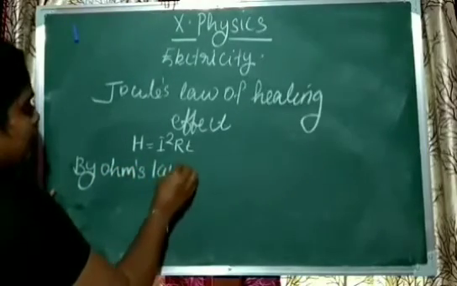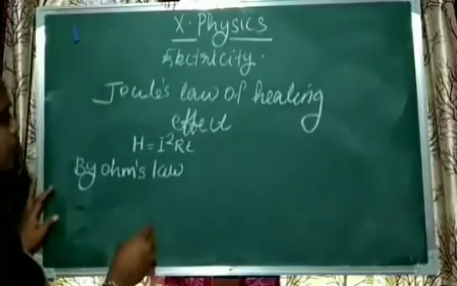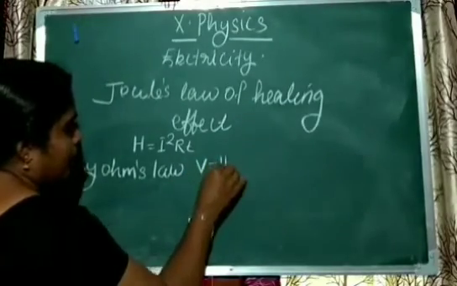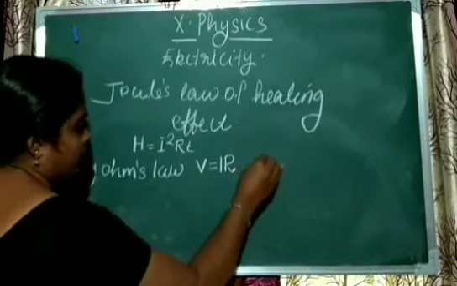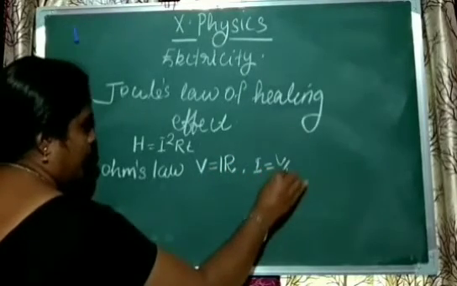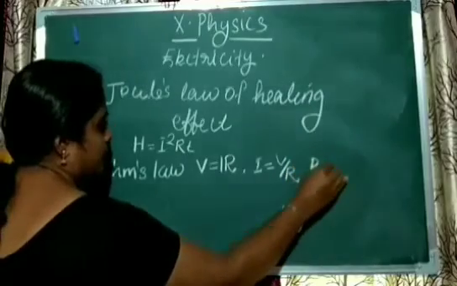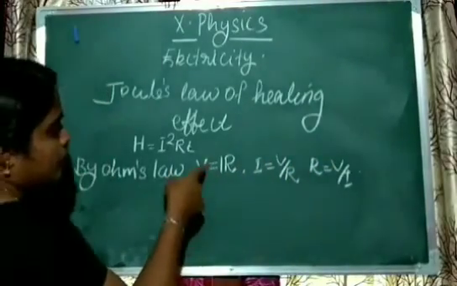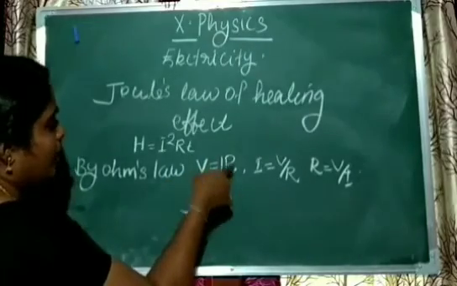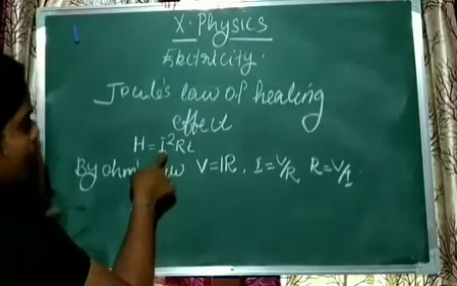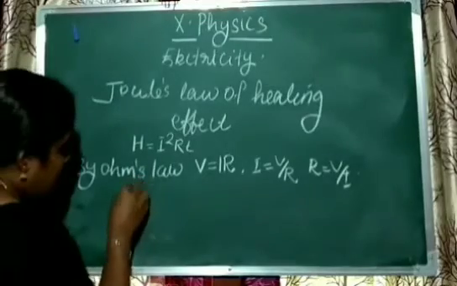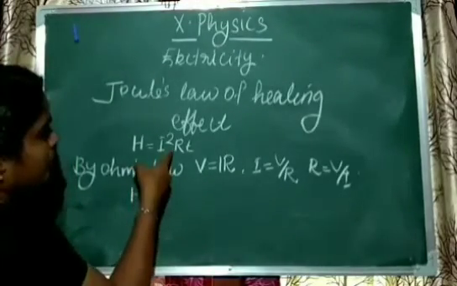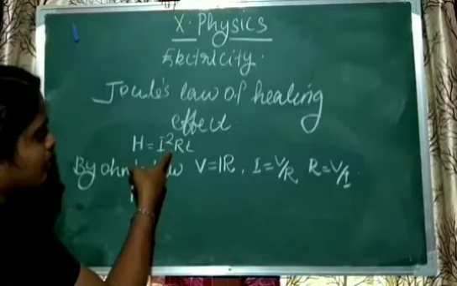Last class, for electrical energy also, we did the same thing. So by Ohm's law, V is equal to IR, and I is equal to V by R, or R is equal to V by I. So first of all, we can substitute V is equal to IR in this equation. H is equal to I square.